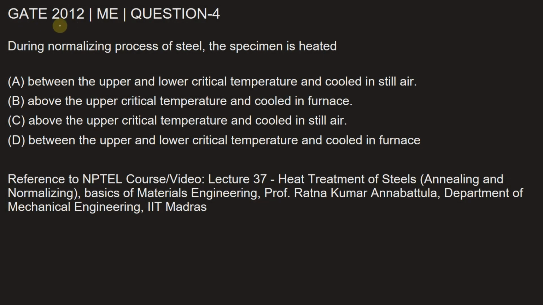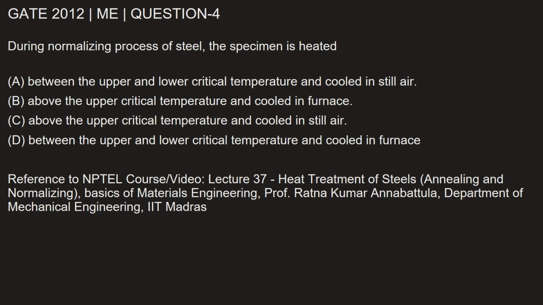This question is from GATE 2012, Mechanical Engineering paper, question number 4. During the normalizing process of steel, the specimen is heated: option A, between the upper and lower critical temperature and cooled in still air; option B, above the upper critical temperature and cooled in furnace; option C, above the upper critical temperature and cooled in still air; or option D, between the upper and lower critical temperature and cooled in furnace.